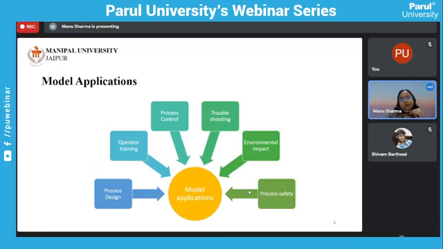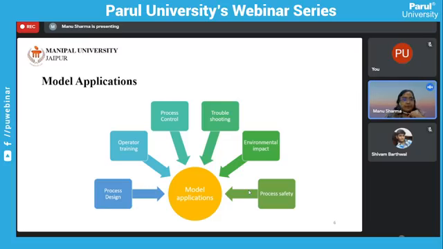Applications of a model: where it is required. As we have already discussed, one of the major roles of a process engineer is designing a process. Here the mathematical model is very much relevant, because based on the process knowledge, if we have the information about the process, if we know what chemical reactions are involved, what is the kinetics of the process, we can develop a mathematical model for it, and we can predict its performance, and we can judge whether this process is relevant for an industry or not.